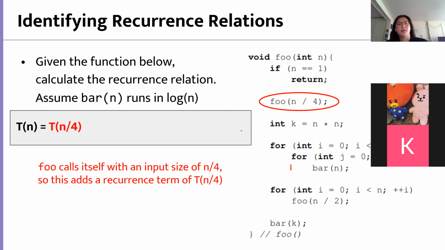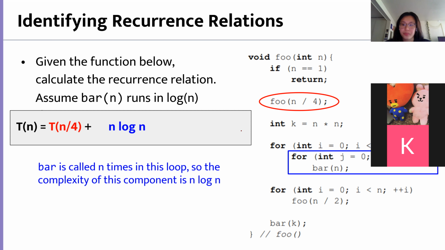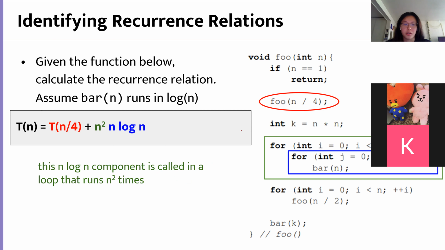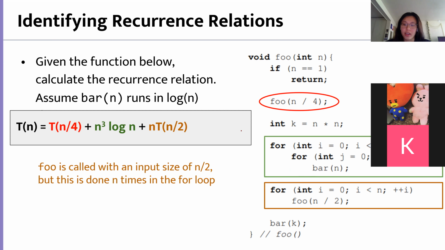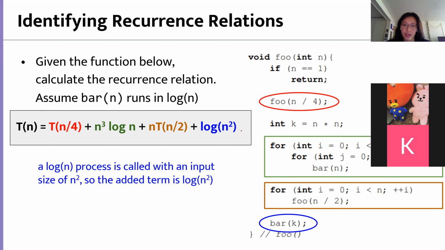So let's walk through the solution. Once again, foo is a call to itself, so you'll express it in terms of T. So that is T of n over 4. Then we have the for loop that runs n log n, but it is nested in another for loop, so you'll multiply it by n squared. That will give you n cubed in the end. And then we finally have this other for loop that will run n times, and it'll call itself. And then we have this bar k at the end.